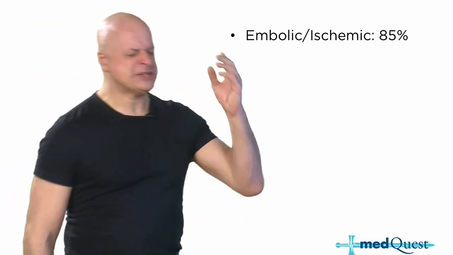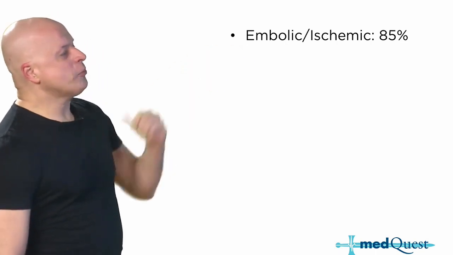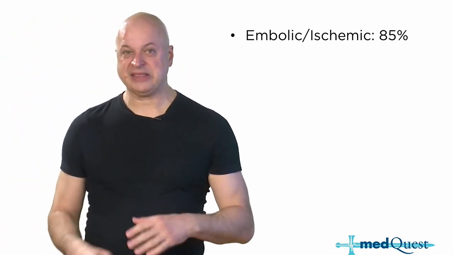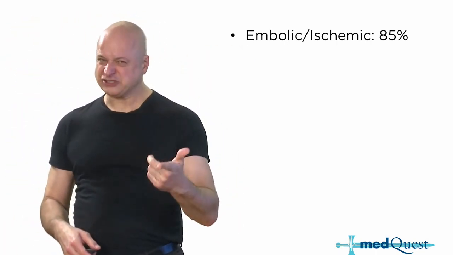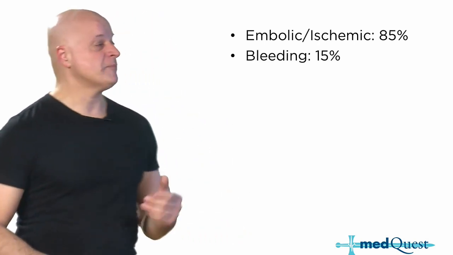What is the best initial test? What is the most accurate test? What is the best initial therapy? What is the adverse effect? Which physical finding? Almost all strokes are embolic or ischemic. They either form in place, not so much, or they come as embolic from the heart.